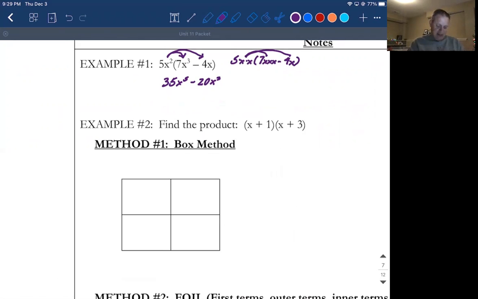And so here's how the box method works. We're going to put a little x plus 1 here and then a little x plus 3 here. And so here's what we do. We think about this from a Punnett square standpoint. You know, in biology, when you're doing some genetic stuff and you're trying to figure out working with dominant genes and recessive genes, and working through those. Okay, so here we go.